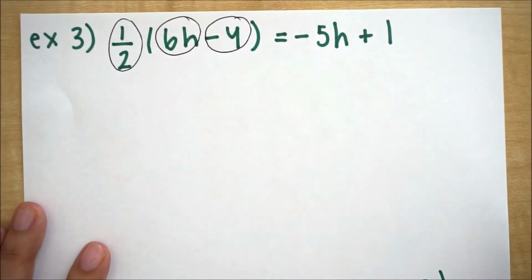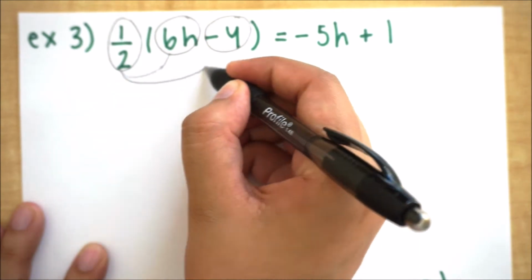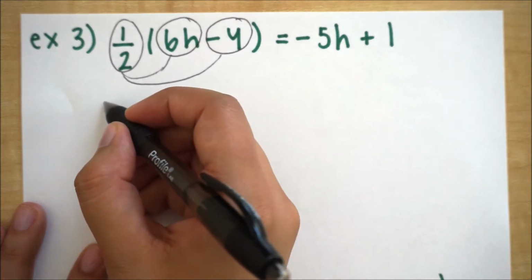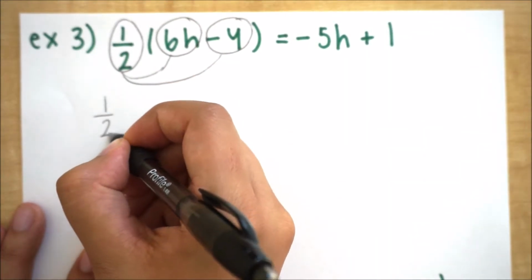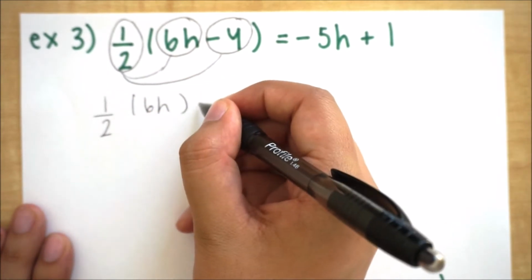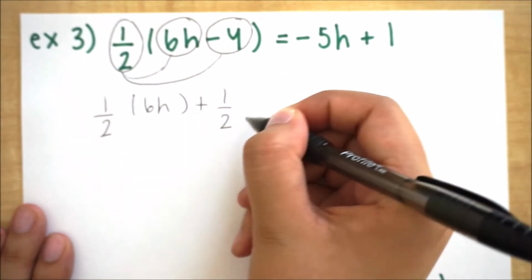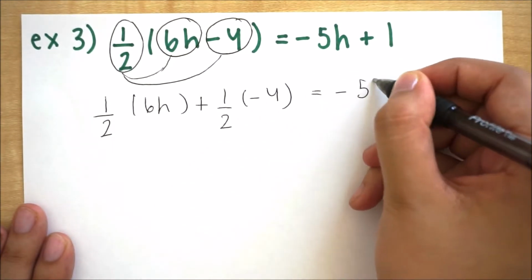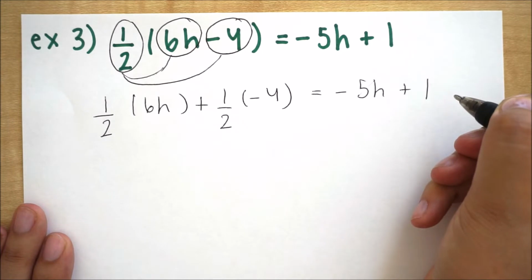Here's our next example. So I've again created my bubbles that I want to distribute. And then what we're going to do is we're going to say half times 6h plus half times negative 4. And we're going to add that to half times negative 4. And we'll deal with the signs later. Now we have negative 5h plus 1 on the right side. I just copied it down.